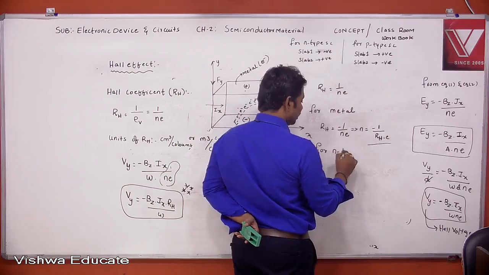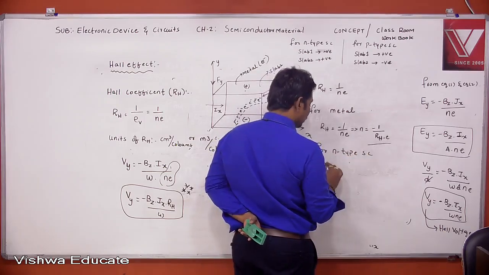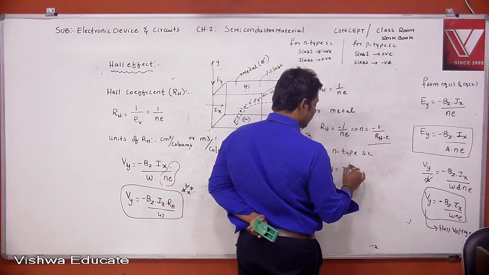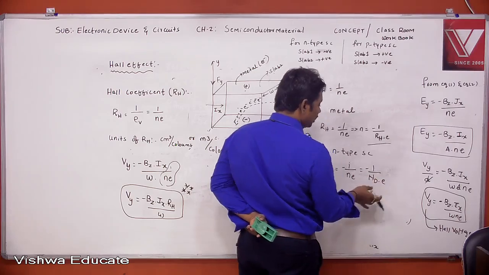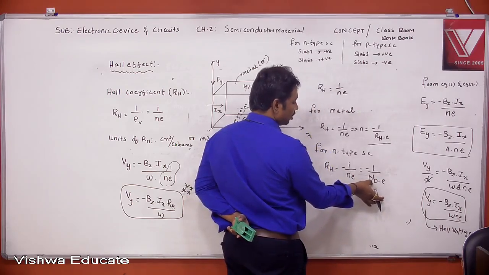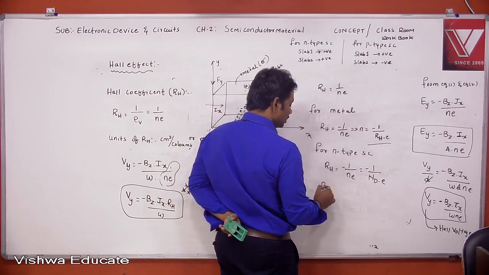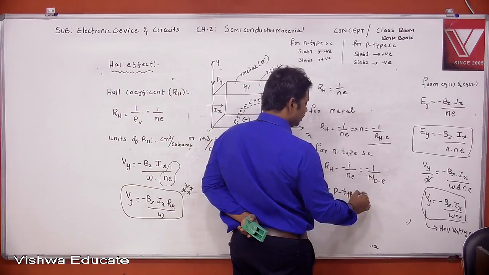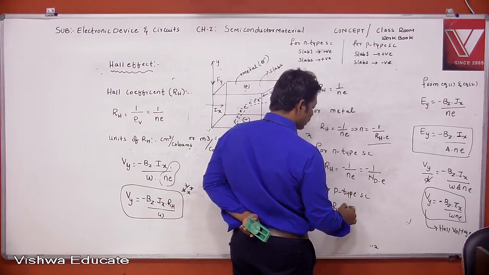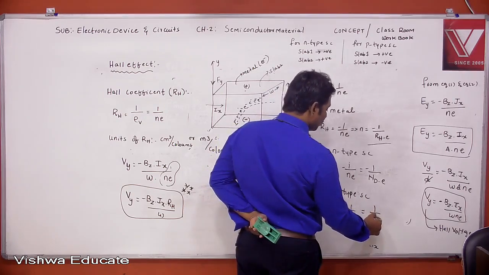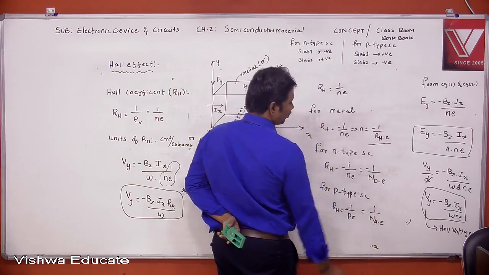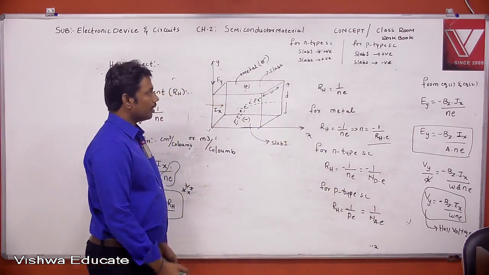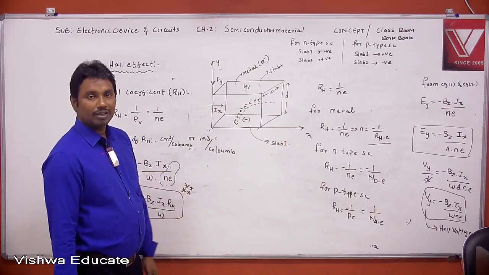Similarly for N-type semiconductor, what will be the Hall coefficient value? The Hall coefficient is minus 1 by N into E, but here N is nothing but Nd into E. So from this equation, we can calculate the donor concentration in case of N-type. Similarly for P-type semiconductor, what will be the Hall coefficient RH? RH is 1 by PE, where P is 1 by Na into E. With the help of this expression, we can calculate the acceptor concentration. So in this way, we can calculate the carrier concentration by using Hall effect.